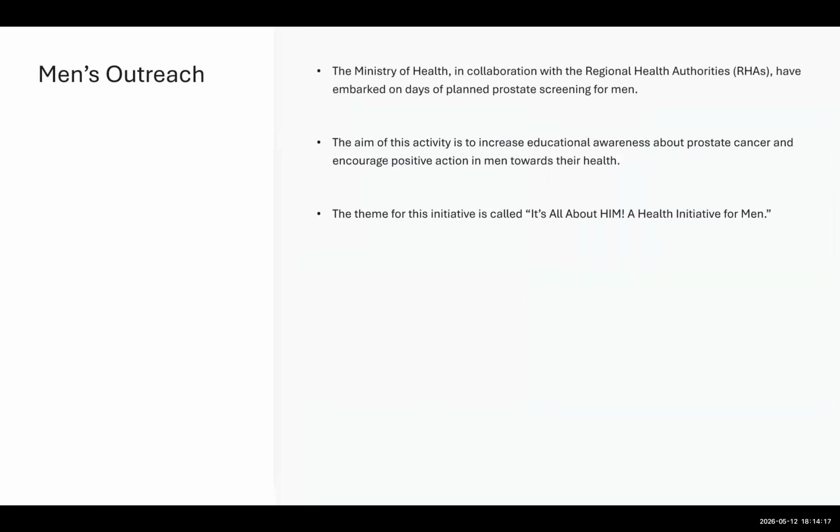Next slide. So the Ministry of Health, in collaboration with the regional health authorities, have embarked on days of planned prostate screening for men. The aim of this activity is to increase educational awareness about prostate cancer and to encourage positive action in men towards their health. And the theme for this initiative, as already mentioned, is all about HIM. HIM stands for a health initiative for men.